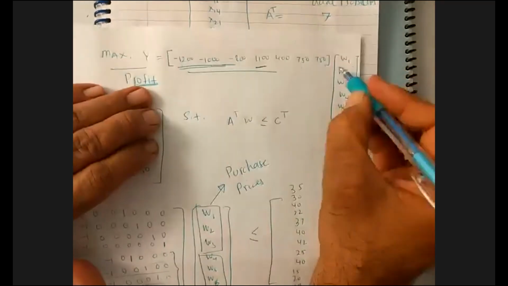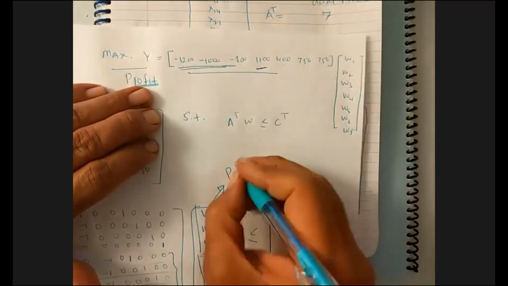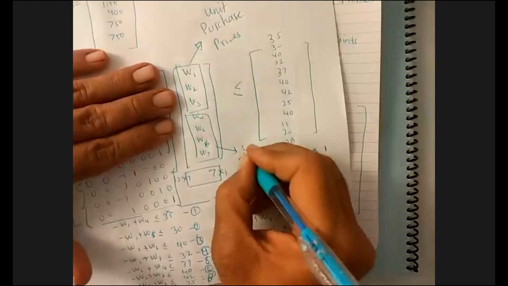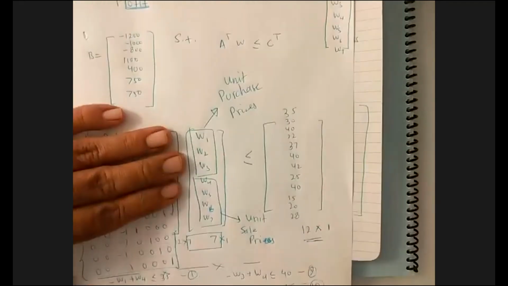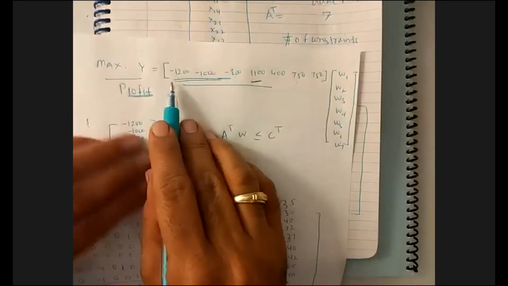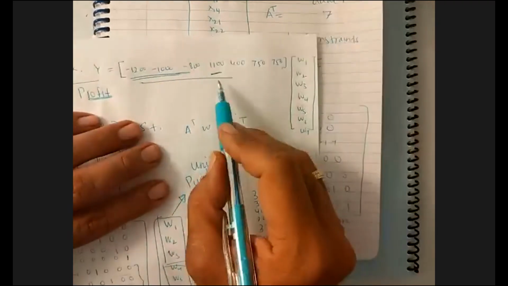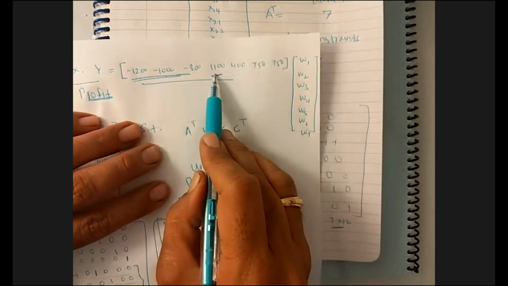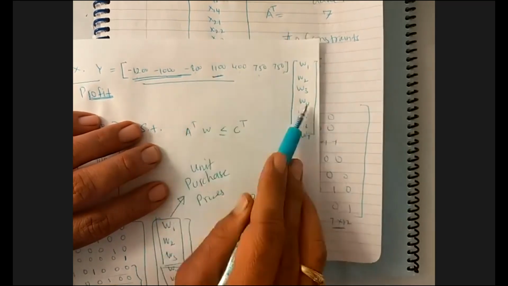So if these are their unit prices, unit purchase prices, these are my unit prices for purchasing and selling. What does 1 unit cost? If I want to maximize my profit, it will be my revenue minus the cost of purchase. My revenue at destination 1 will be 1,100 times W4.